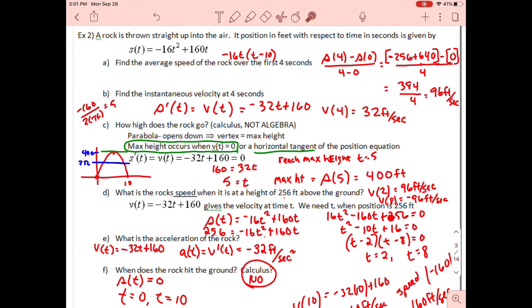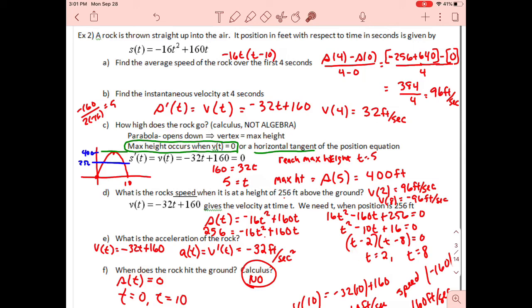If I divide all three parts by 16, in other words, multiply both sides by 1/16, you get t squared minus 10t plus 16 equals 0. That factors into t minus 2 times t minus 8 equals 0, which means at time t equals 2 seconds or t equals 8 seconds, this rock will be at a height of 256 feet above the ground.